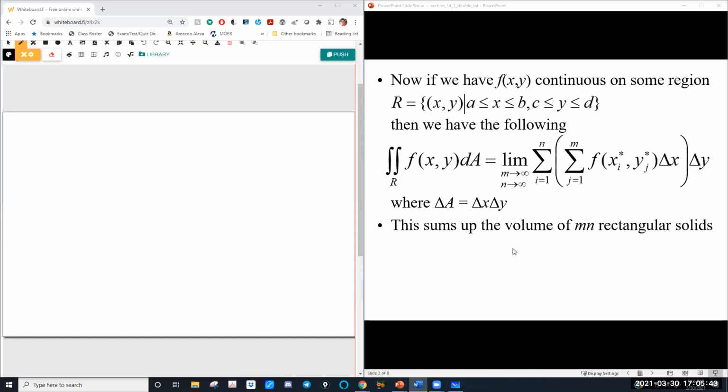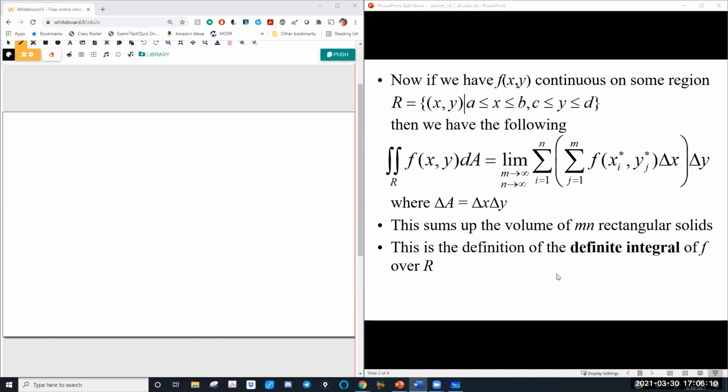So what we do is we sum up the volume of m times n rectangular solids. All right. If you remember what happened with Riemann sums in Calc 1, we summed up the area to get our estimate. We take the limit as n goes to infinity to get the exact value. Same idea here. So what we have is what we call the definite integral and an iterated integral, meaning we're taking it more than once.